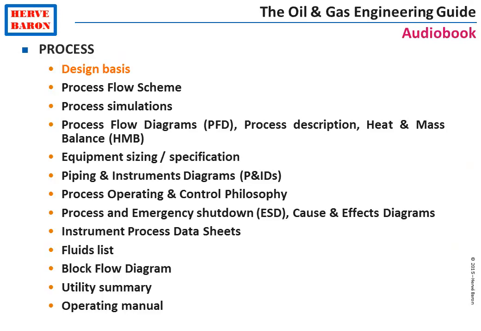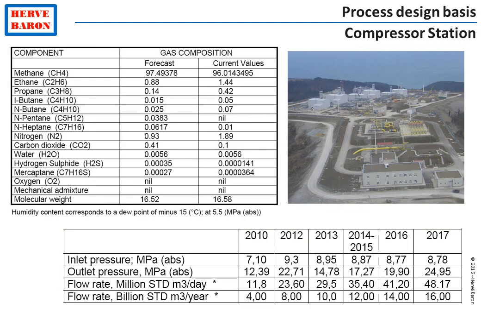The starting point of process design is the facility design basis. The design basis, such as the one shown here for a gas compressor station, shows the composition and flow of the feedstock as well as the required flow and specifications of the products.